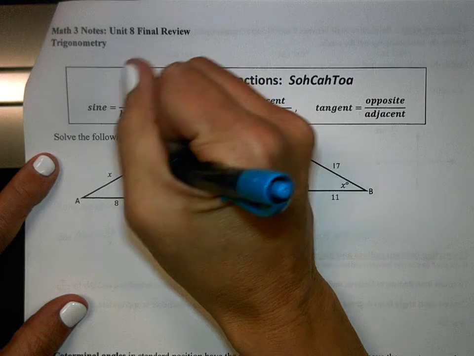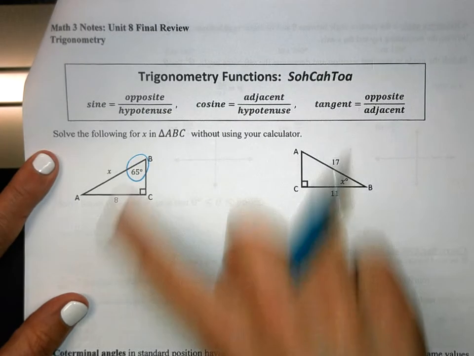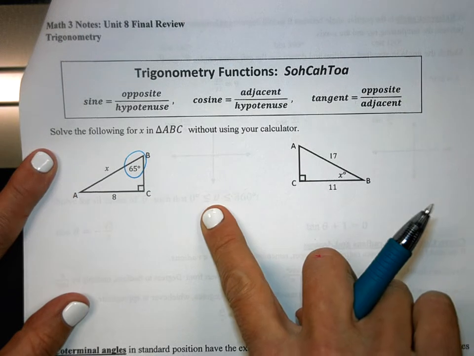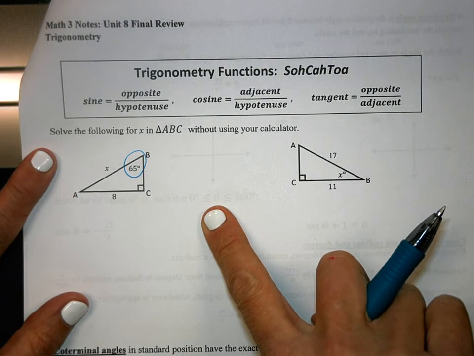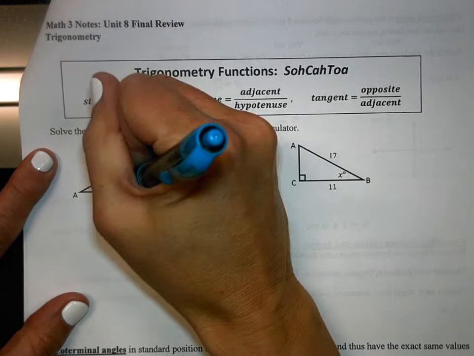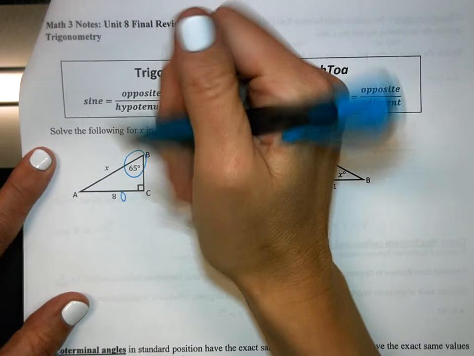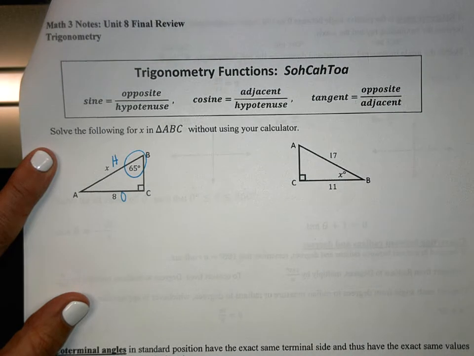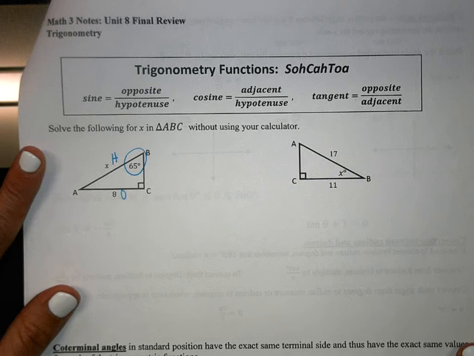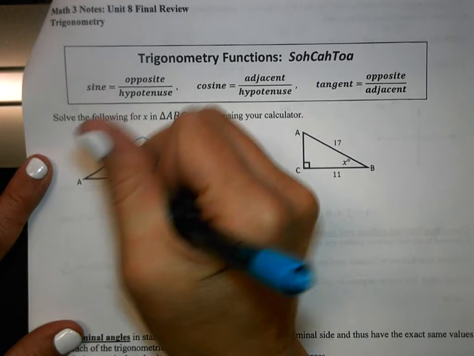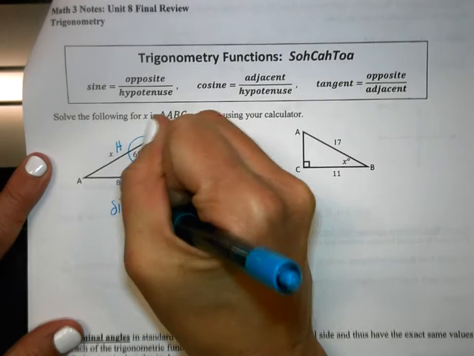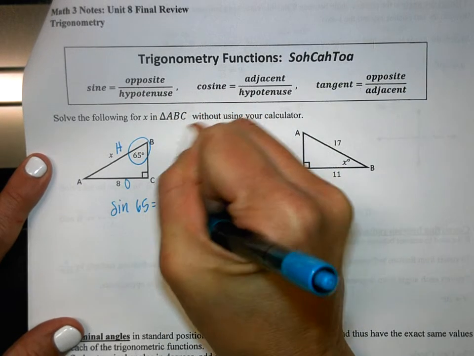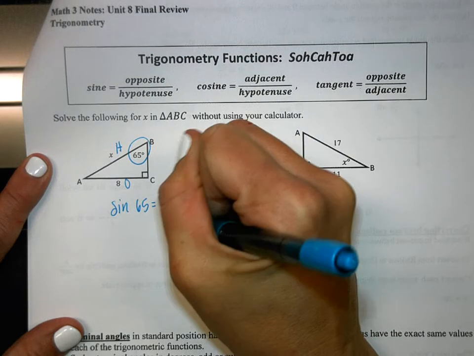If you look here, we have our 65-degree angle. From the 65-degree angle, how would I label this side? Is it adjacent, opposite, or hypotenuse? 8 is opposite, and the x side is hypotenuse. And based on that information, which trig function will I use? Sine is correct. So we write this as sine of 65 equals opposite, which is 8, over hypotenuse, which is x.